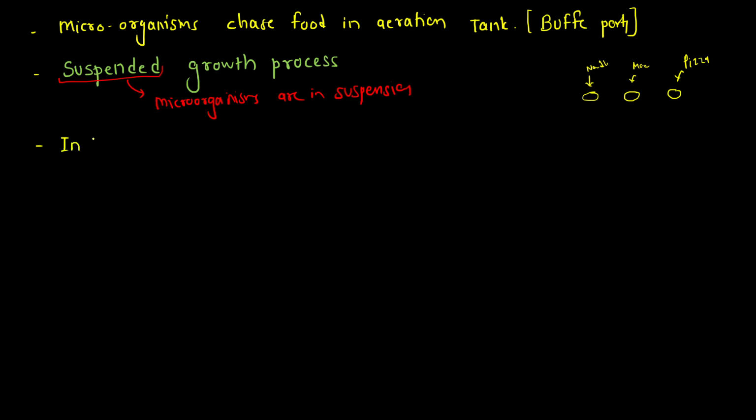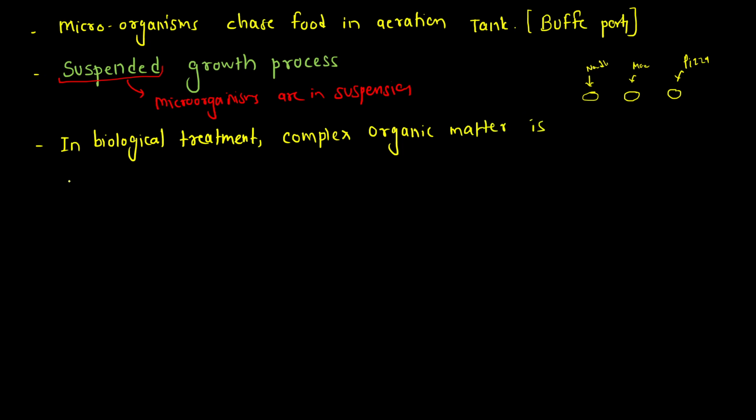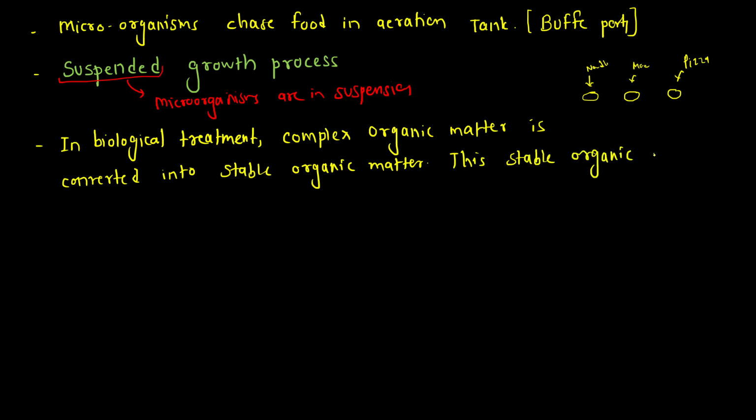So in biological treatment, complex organic matter is converted into stable organic matter. Okay, and this stable organic matter is then removed in the secondary sedimentation tank.